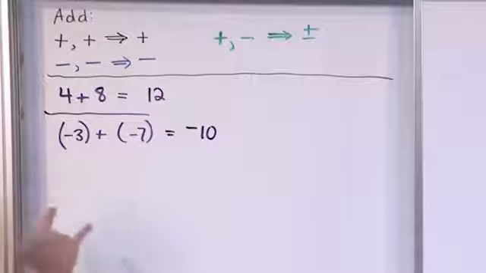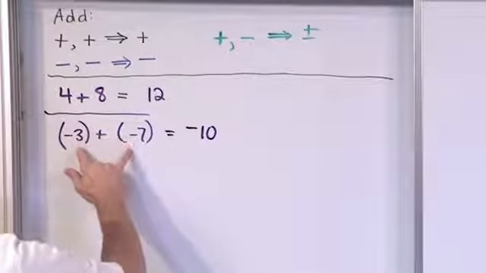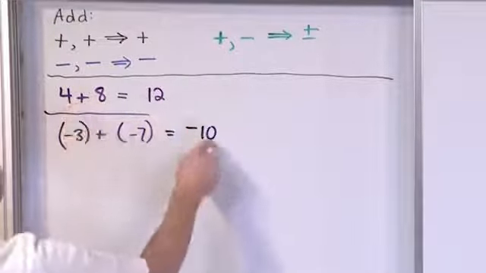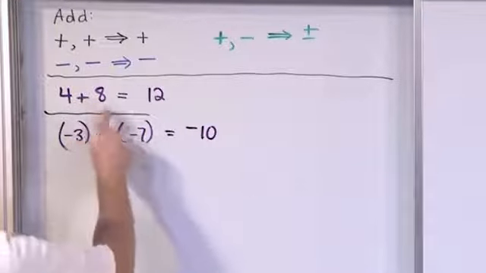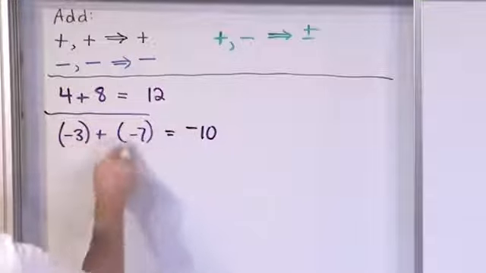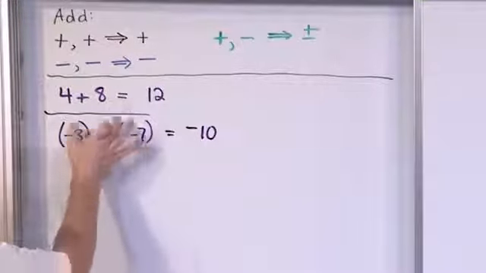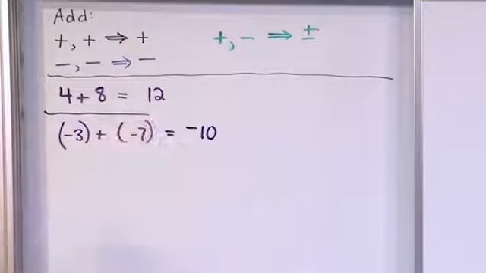So the bottom line is, if the sign of our numbers are the same, we just add the numbers together. That's all we do. I mean, this is first grade math. If the sign of these numbers are the same, we add them together. The sign, we have to kind of look at what we're doing here. These are both negative, so according to this rule, it's going to be negative.